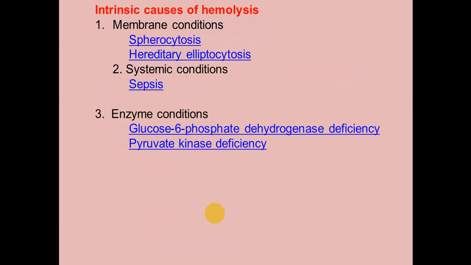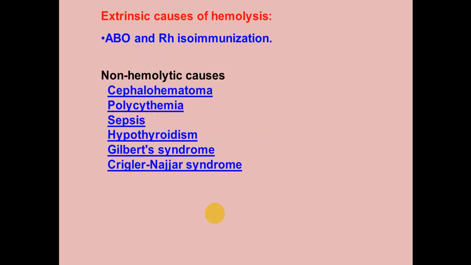What are the intrinsic causes of hemolysis? We take an example of them, like membrane defects, spherocytosis or elliptocytosis, or systemic conditions like sepsis, and maybe enzyme deficiencies. Well, the extrinsic causes are the ABO and RH immunization.